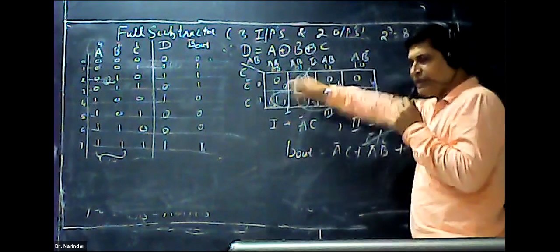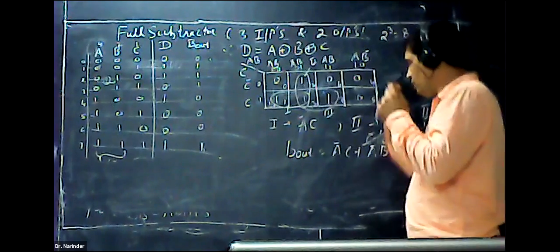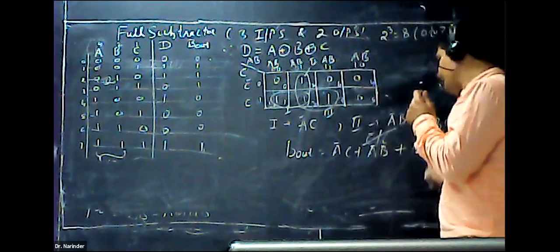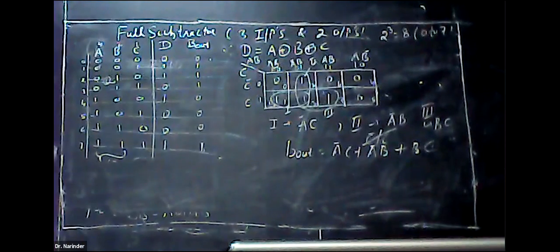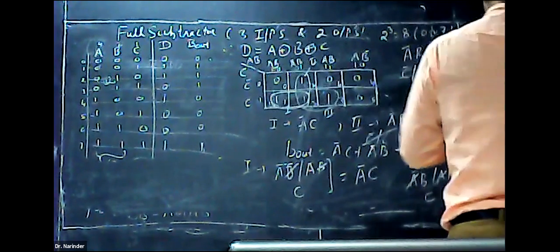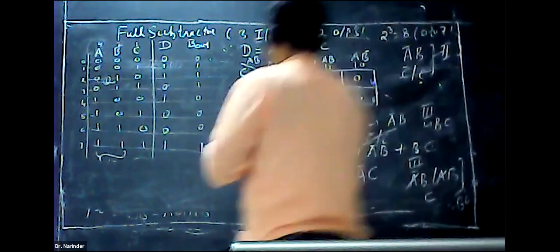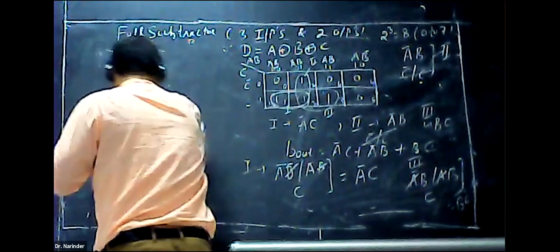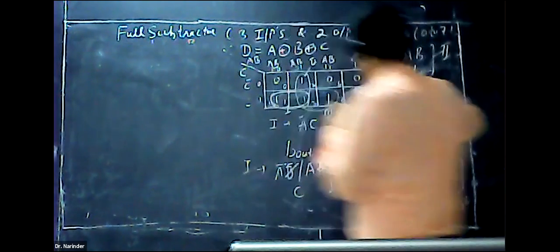By using this minimization rule of the K-map, we can find out the value of the borrow out in the form of Boolean variables. Now we can design the circuit. Now we have to implement the circuit for the difference and borrow.